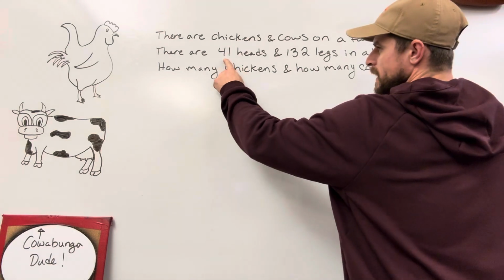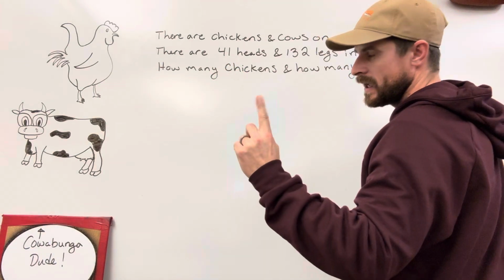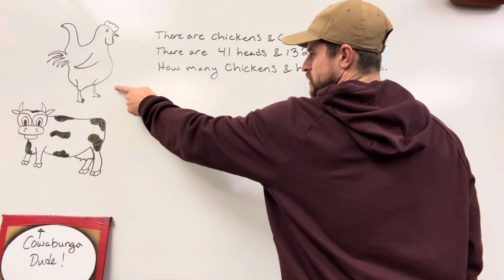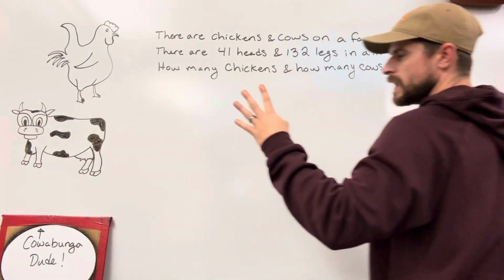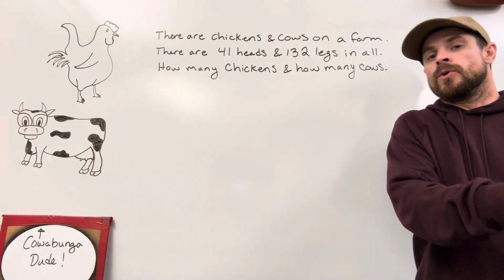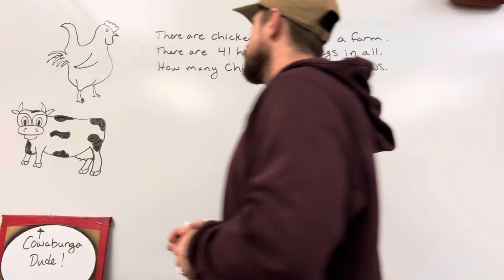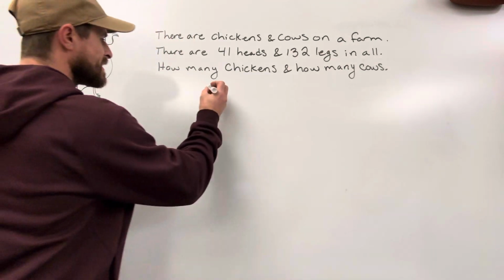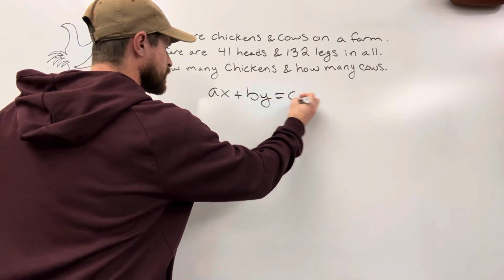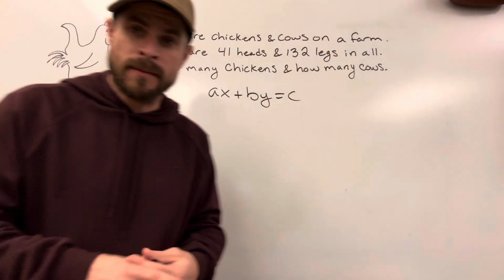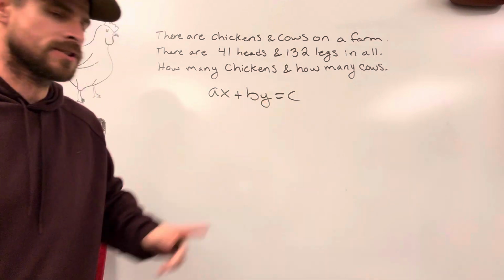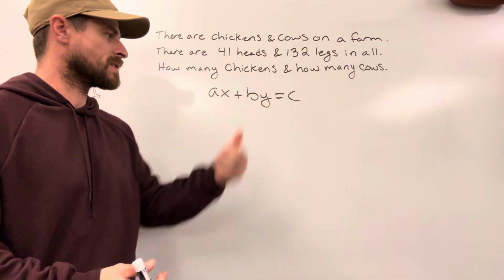Okay, so 41 heads, well, each of the animals only has 1 head, but 132 legs, that's where it gets confusing because chickens only have 2 legs, cows have 4 legs. So we're talking about 2 different types of animals and totals that have to connect to them. So we're gonna write our equations out in standard form, ax plus by equals c. And by creating a system of 2 equations, we can figure out how many cows and how many chickens there are on the farm based off of this information.